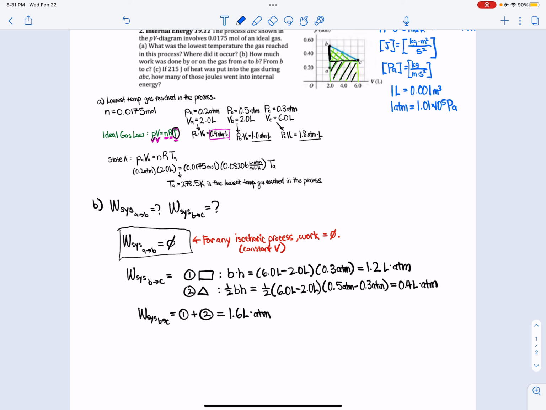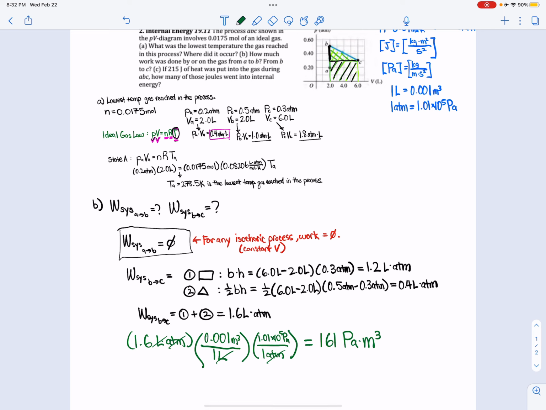So let's convert this value, this unit, and turn it into joules, which is our usual unit for work. I'll use green. I've got 1.6 liters times ATM. So I'm going to say 1 liter is equal to 0.001 cubic meters. I'm just canceling out units, converting to the units I want. And 1 atm is equal to 1.01 times 10 to the 5th pascals. If I cancel out my units, atm, liters, I would get an answer of 161 pascals times cubic meter. Those are my two units left, pascal and cubic meter.